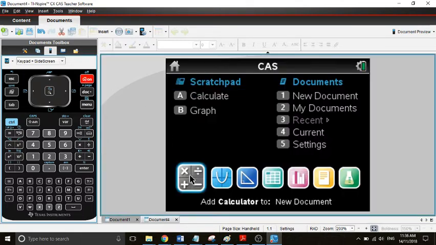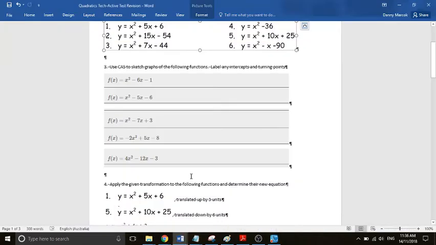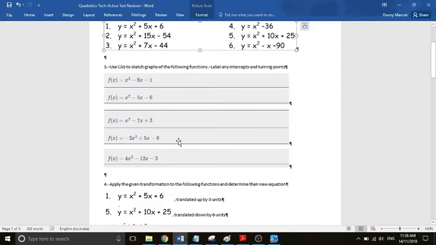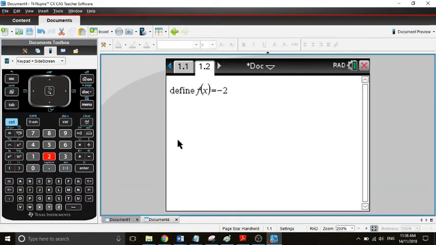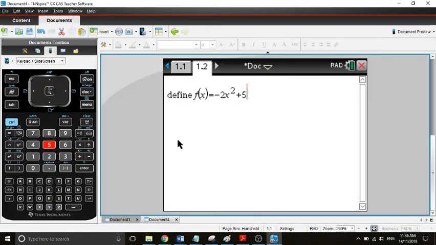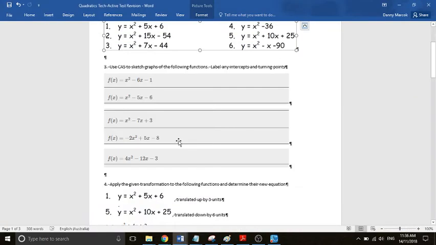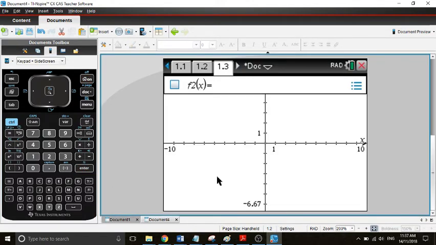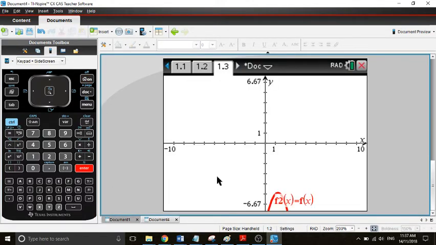So home, I'm going to make a calculator page, and I'm going to look at this graph here: -2x squared plus 5x minus 8. So I'm going to say define f of x equals -2x squared plus 5x minus 8. Is it plus 5x? Yeah, okay. So that's what I'm going with there. I'm going to make a new calculator page. So calculator, and I'm just going to say f of x. And there's my graph.